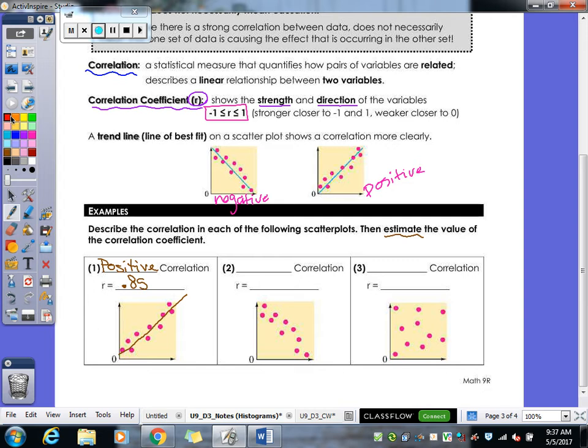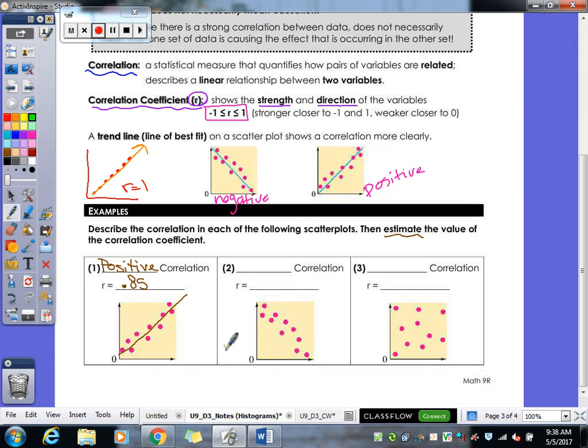A correlation of 1, the points would line up exactly like that. So this would be a correlation of 1, because if I draw my trend line, it's going to hit every single point. So the fact that this one's spread out a little bit more, it's not quite 1. It's definitely not 0.5 though, because they would be even further apart.